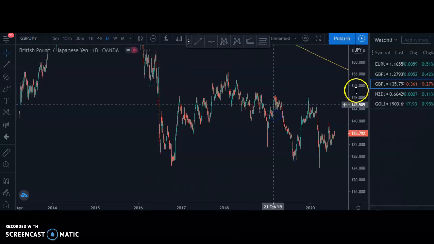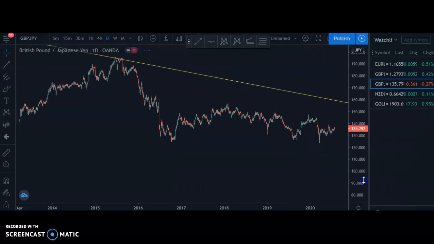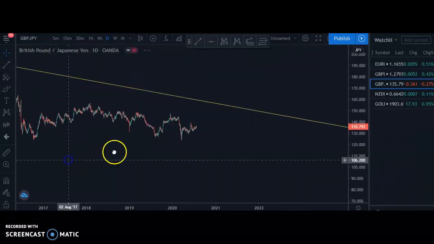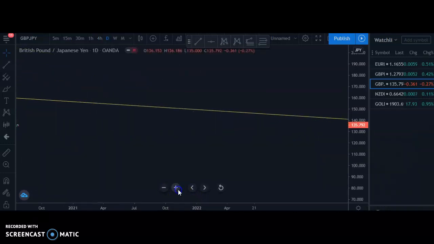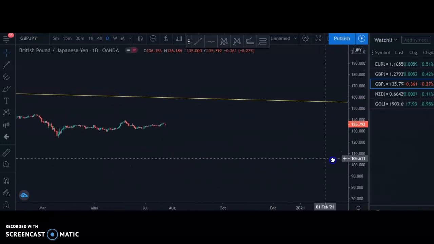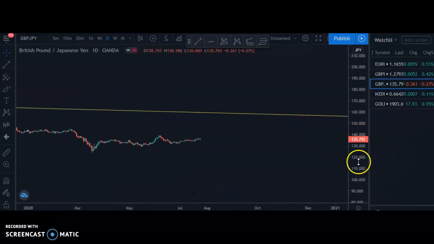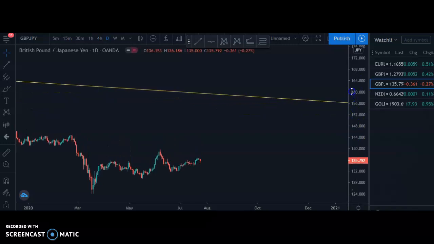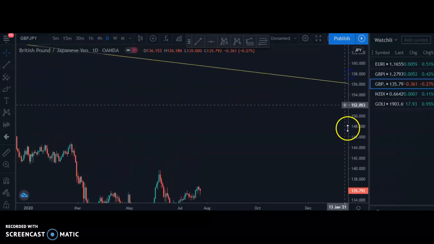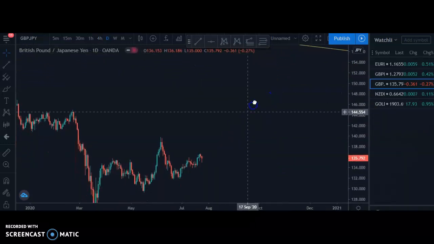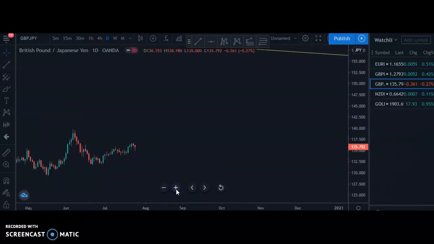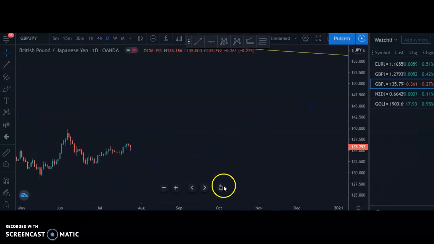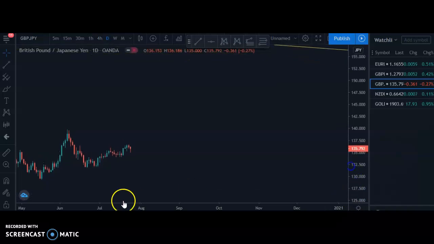So right now we are on the daily. You see the market is on a downtrend, but we want to take advantage of where it is currently to help us take short-term trades. We take advantage of where the market is at the moment.